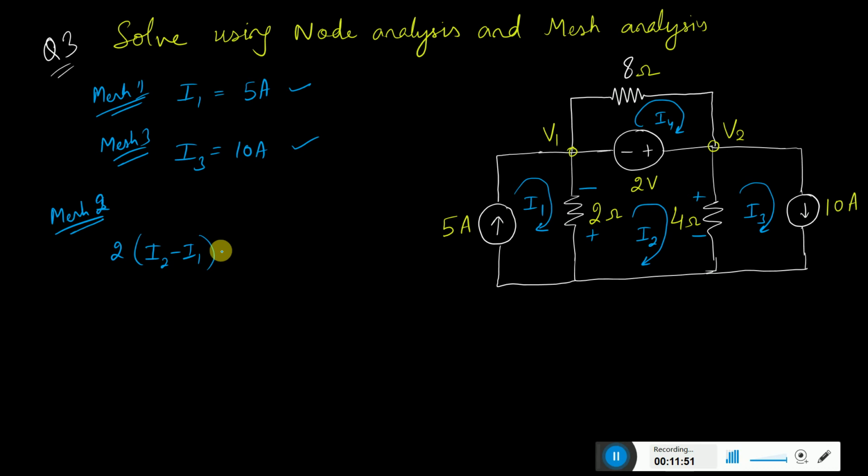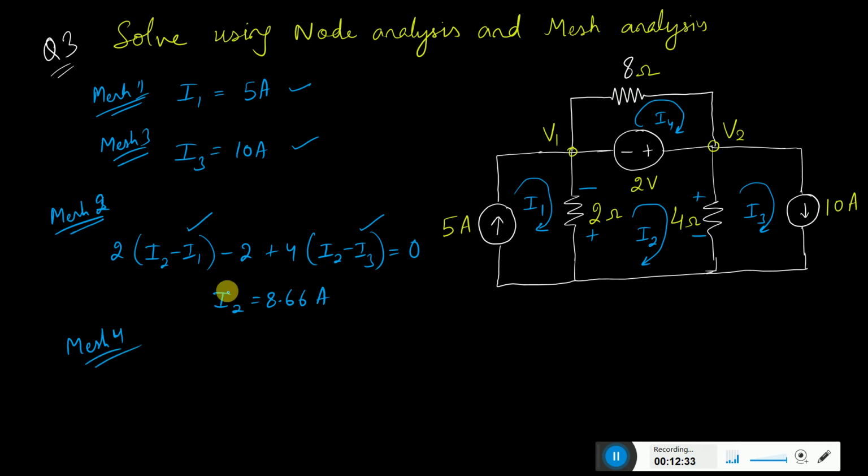Then we move again. I see the minus first, so minus 2. Then I move from here, I first see the plus sign, so plus 4. Then I2 minus I3, because I3 is going opposite to it, and this is equal to 0. So this is what I get from the equation for mesh 2. The good thing is that I1 is known and I3 is known, so you can immediately find the value of I2. If you solve for I2 from here, it comes out to be 8.66 ampere.